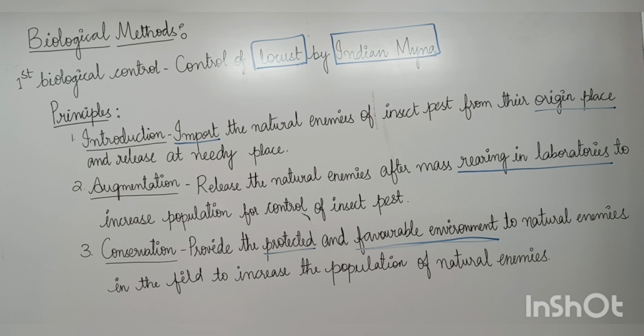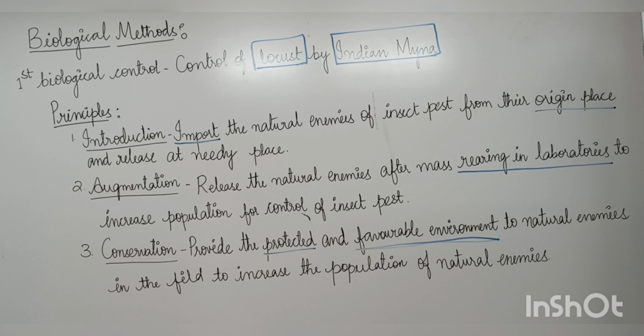So the next method is biological method. The first biological control of locust by Indian myna is the first biological control. And in biological methods, there are 3 principles. First one is the introduction. In introduction, we should import the natural enemies of insect pest from their original place and release at needy place.